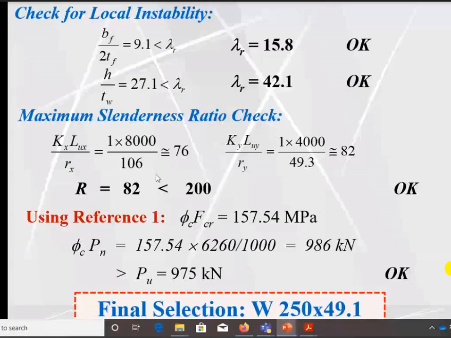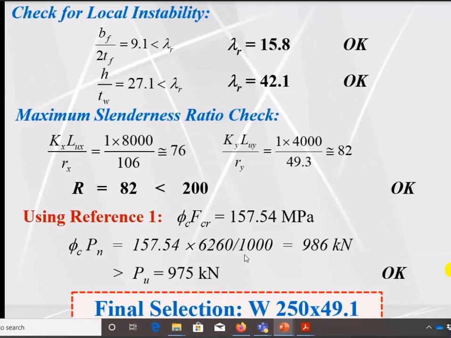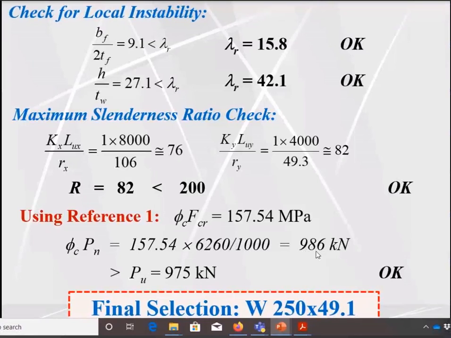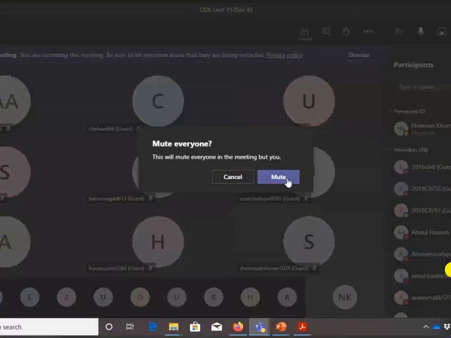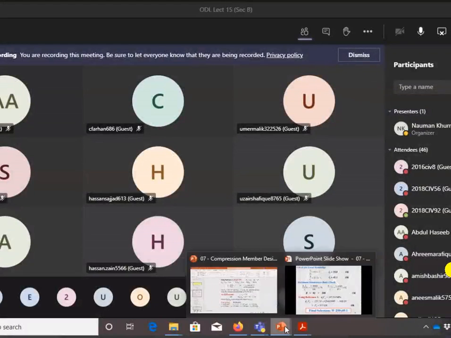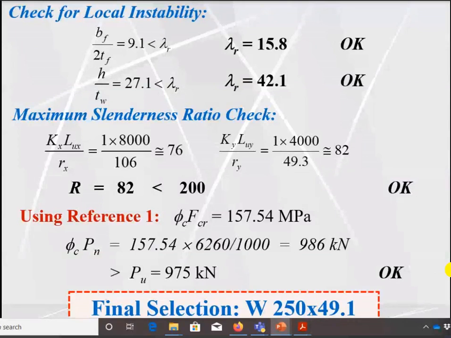So this value will be multiplied with area and divided by 1000 just to convert into kilonewton, and capacity coming out to be 986. So this capacity is more than the applied factored load. So capacity check is also okay. And the final selection will be this one, W250 into 49.1. So in this way, we will design this example.